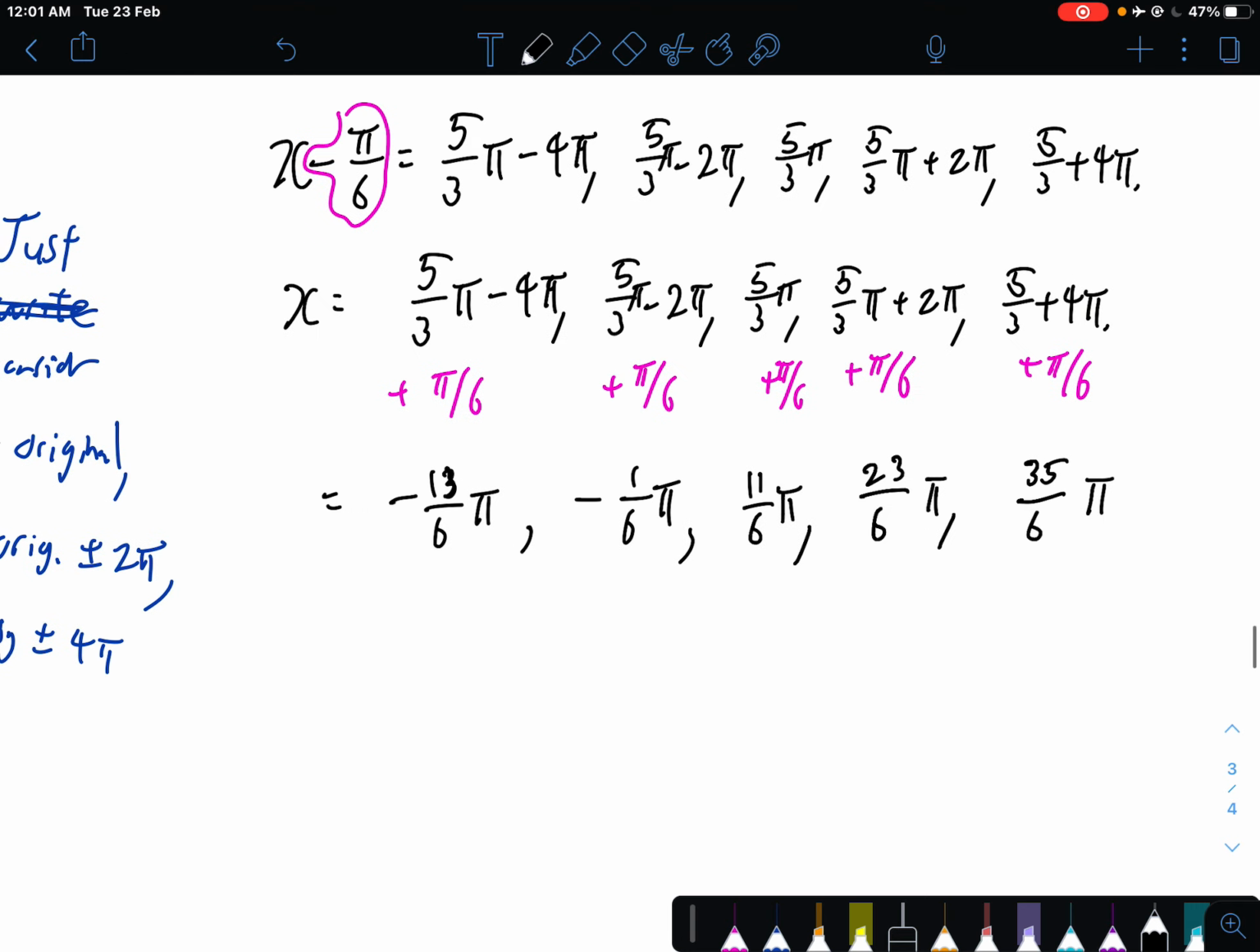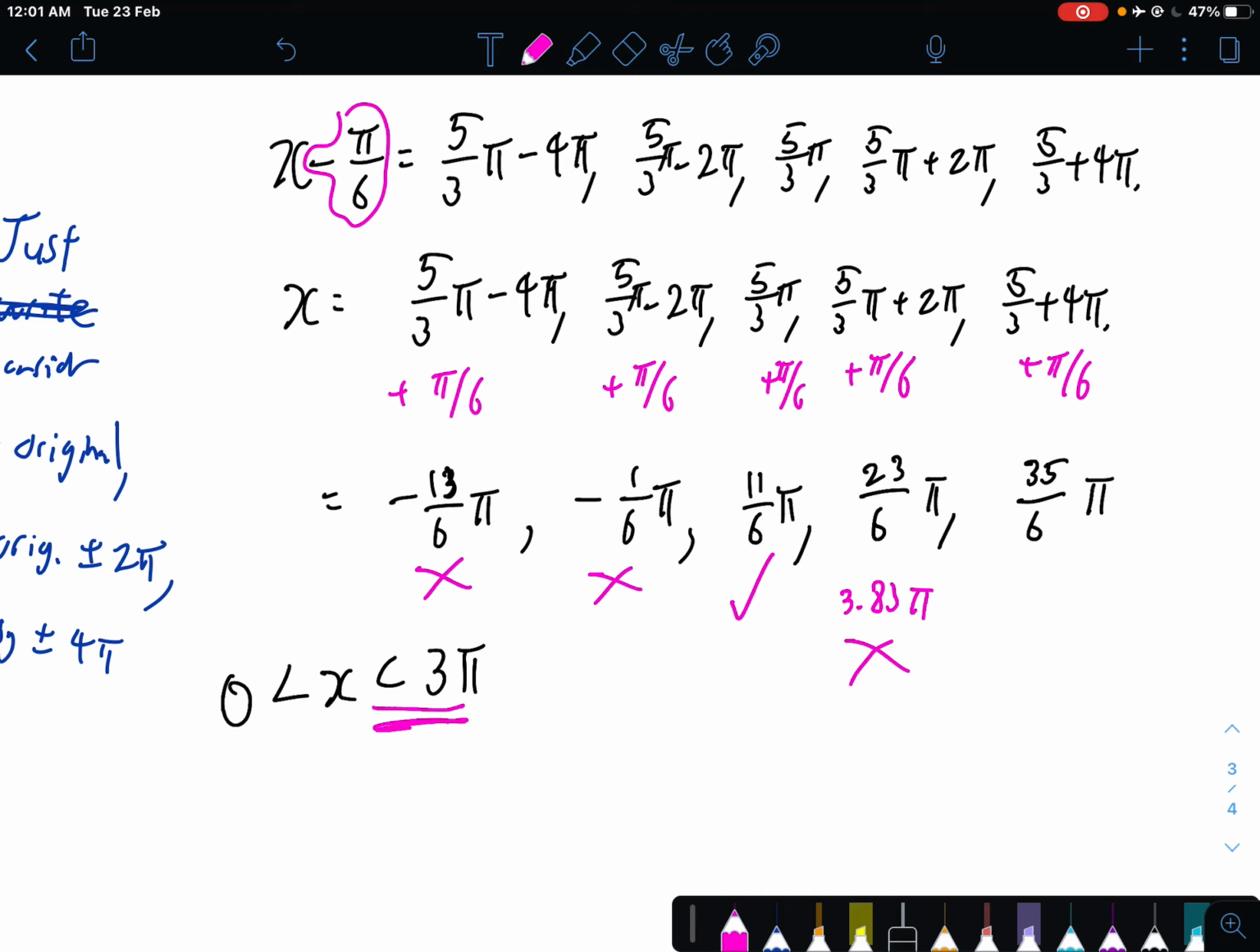Then now, again, we check. Is x in between 0 to 3 pi? This one definitely no. Negative cannot. 11 over 6 pi, we already checked. It was our original answer. How about 23 over 6 pi? Let's check. What is that equal to? 3.83 pi. Is it still less than 3 pi?